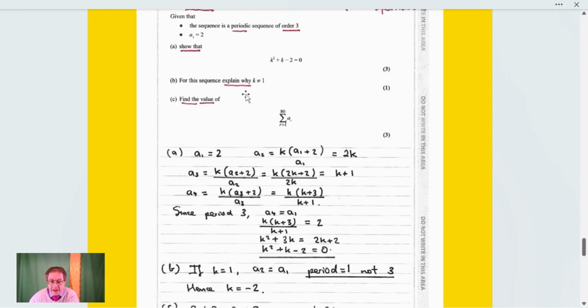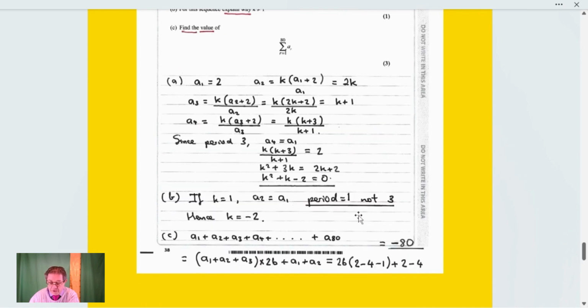Part B says explain why k is not 1. Well, if k was 1, A1 would be 2, A2 would be 2, A3 would be 2. It's just 2, 2, 2, 2, 2. That's not period 3. That's not order 3. And that's what you need for the answer. Hence, in this question, k equals -2.